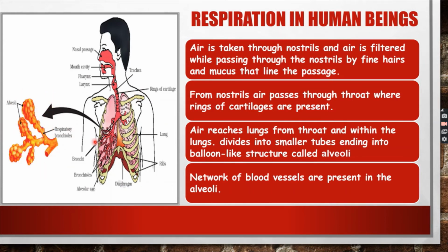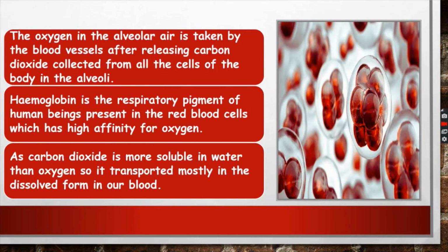A network of blood vessels is present in the alveoli. The oxygen in the alveolar air is taken by the blood vessels after releasing carbon dioxide collected from all the cells of the body in the alveoli. Lungs contain a residual volume of air during the breathing cycle. Respiratory pigments present in the body take up oxygen from the lungs and transport it to all the cells of the body.